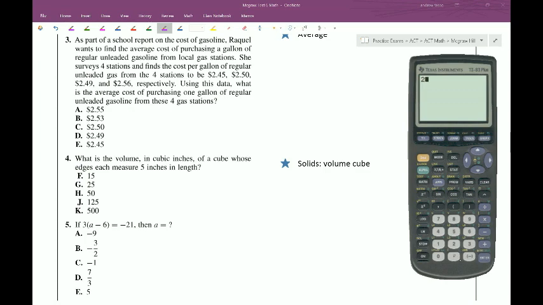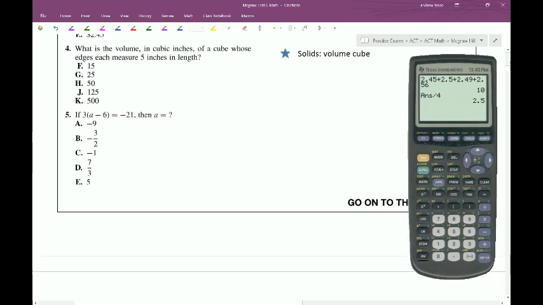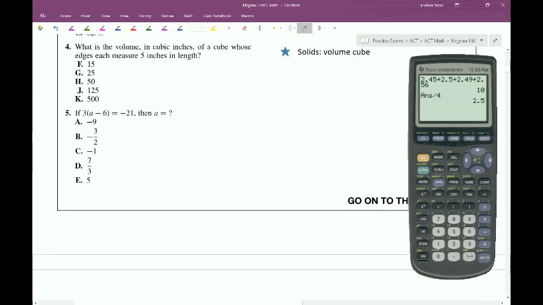So you just take these numbers, 245, 250, 249, and 256, add them up, divide by 4, and you'll find 2.5 to be the average. What is the volume of a cube with edges of 5? So the volume formula for a cube is side to the third power. So in this case it's going to be 5 to the third power. So this could be 125.